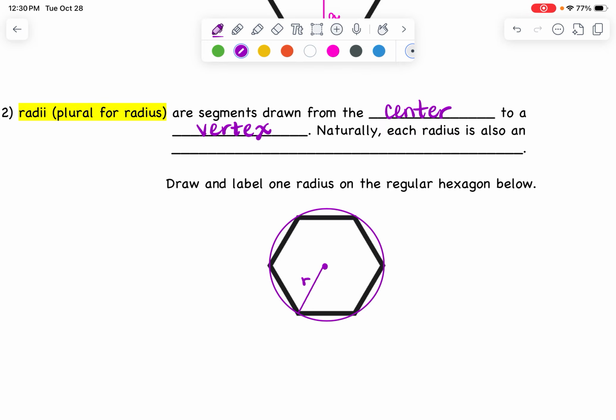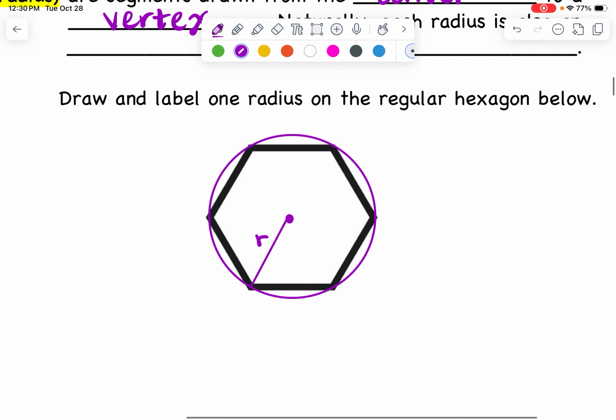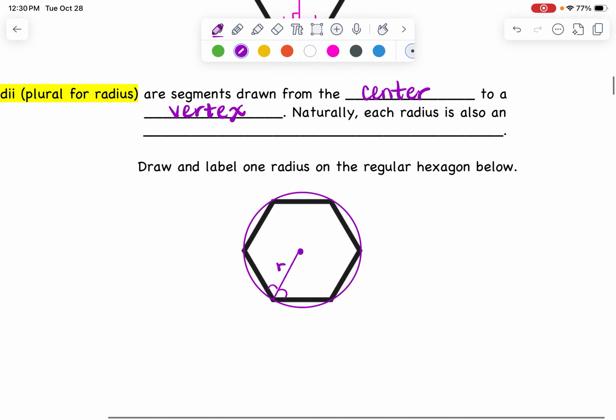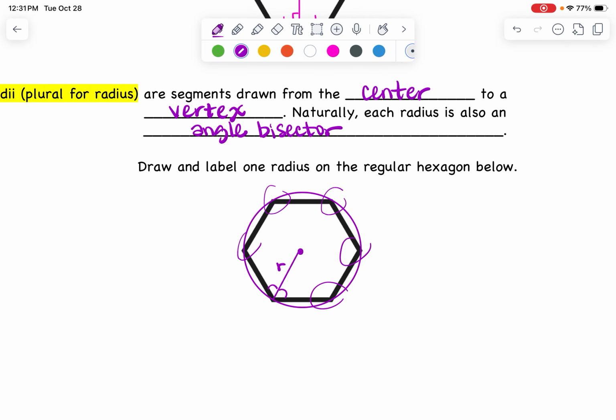Now, what else must be true about this radius? Well, if I drew another radius going here, do you see how that's actually a line of symmetry, right? So that means that not only is my radius being drawn to a vertex, but it's also cutting this angle in half, right? So it is naturally an angle bisector, which is good for us because we literally just learned how to figure out what all these angles are yesterday.